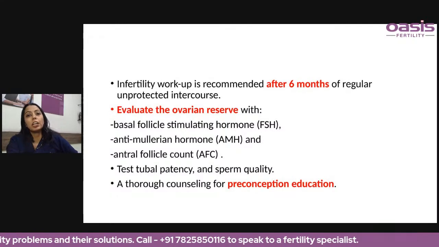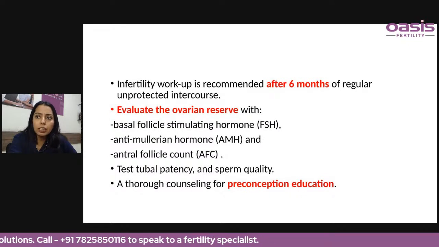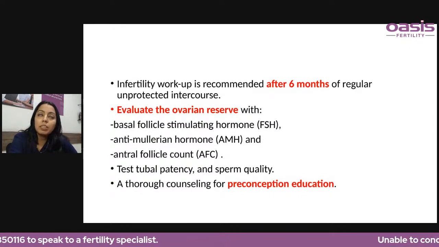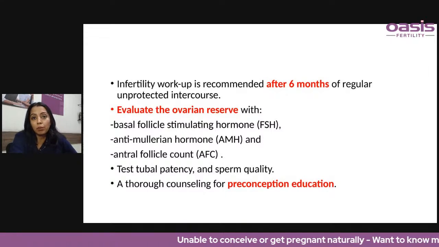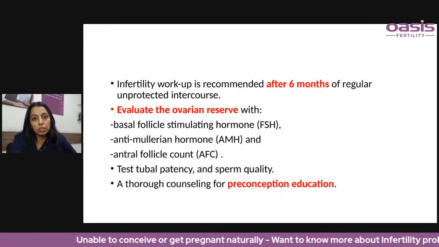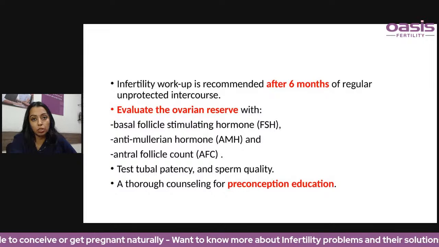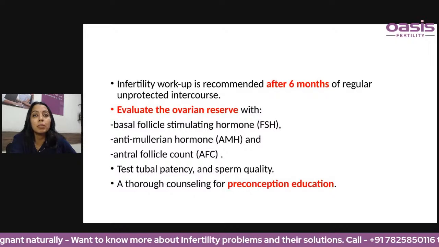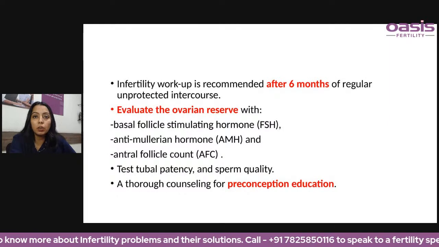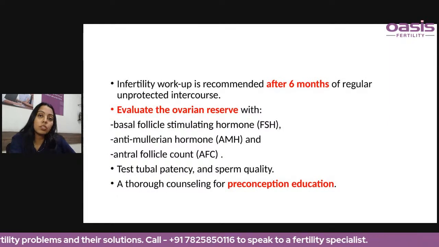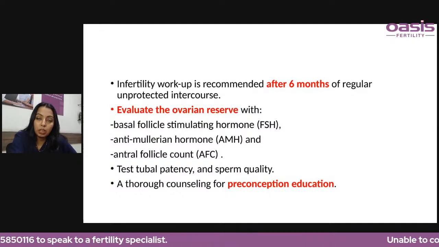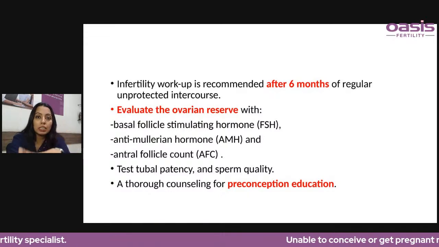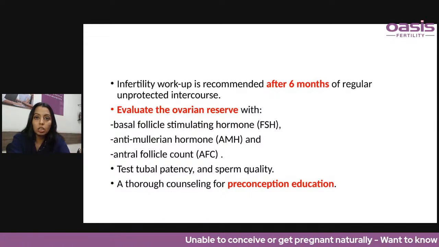Now, what is the evaluation that they're going to be subjecting you to? There are three main things that we would be testing you for. They will be seeing what your ovarian reserve is, or to put it in layman's terms, how many eggs you still have remaining. The other thing they're going to be testing for is whether your tubes are patent, whether they are open or not. And the third basic thing that would be tested is your husband's semen parameters. When I talk about the ovarian reserve, that is the single most important thing which is going to decide what treatment you're going to be subjected to. The ovarian reserve of a lady is usually tested with the help of her AMH, the serum follicle stimulating hormone, and the antral follicle count.